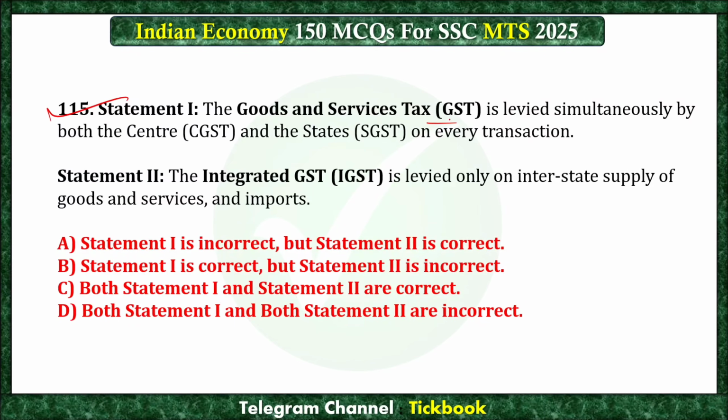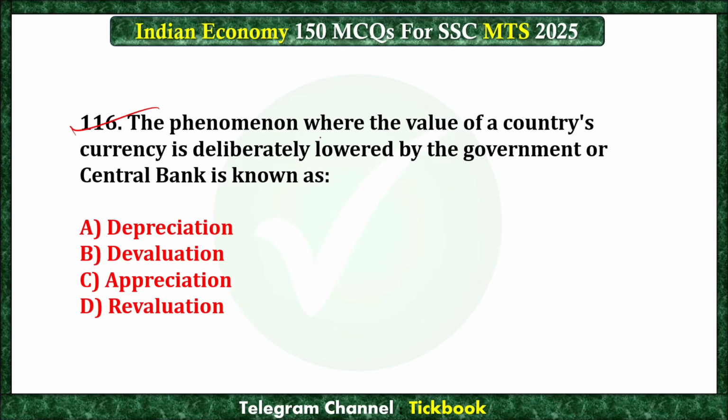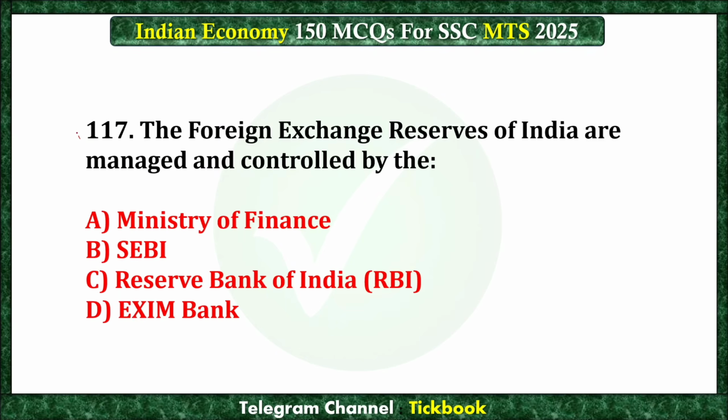115. Statement 1: The Goods and Services Tax, GST, is levied simultaneously by both the Centre and the states on every transaction. Statement 2: The Integrated GST is levied only on interstate supply of goods and services and imports. Option number C, both statements 1 and 2 are correct. 116. The phenomenon where the value of a country's currency is deliberately lowered by the government or a central bank is known as... Option number B, devaluation. 117. The foreign exchange reserves of India are managed and controlled by the... Option number C, Reserve Bank of India.